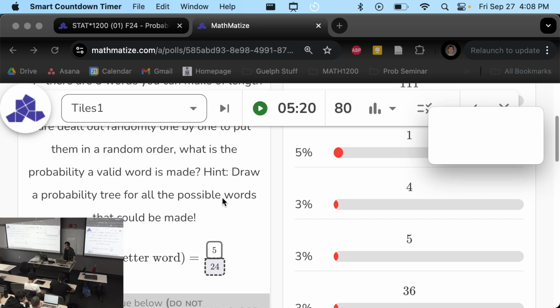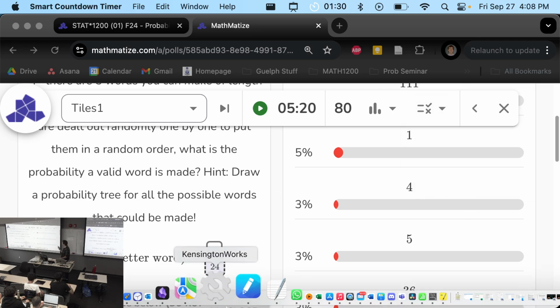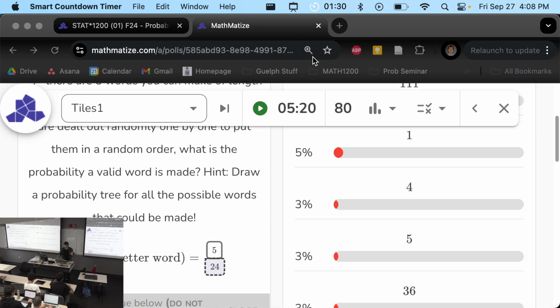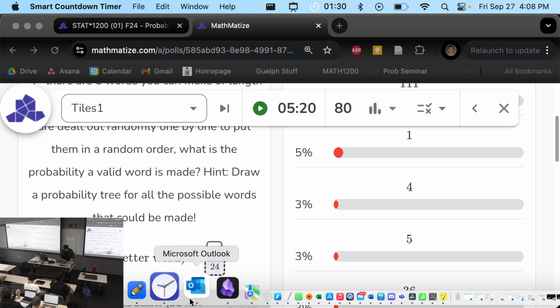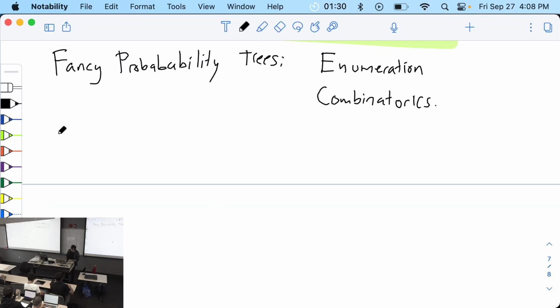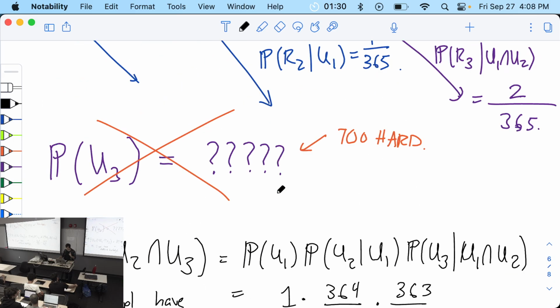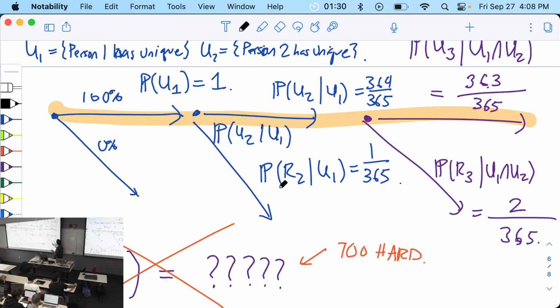Okay, let's come back together, and I will tell you my version of why it is 5 over 24. I have 2 completely different ways to see why it is 5 over 24. The first way is kind of what we just did. You can draw a probability tree that looks exactly like the probability tree that we did for the birthday problem. The only issue is you can only do this for 1 word at a time.